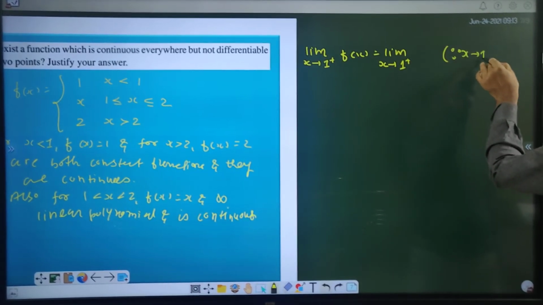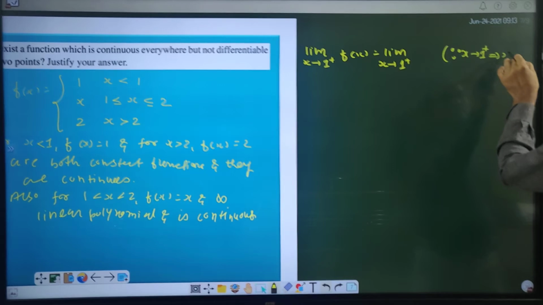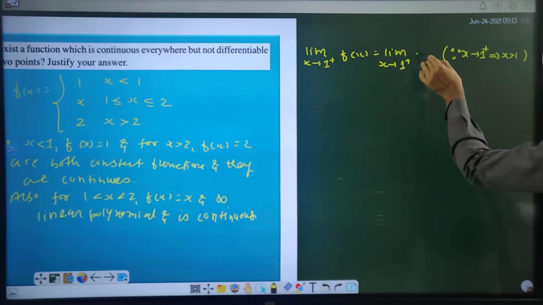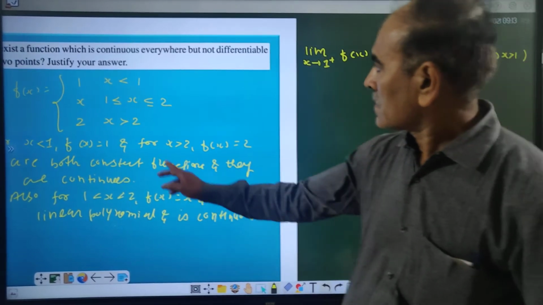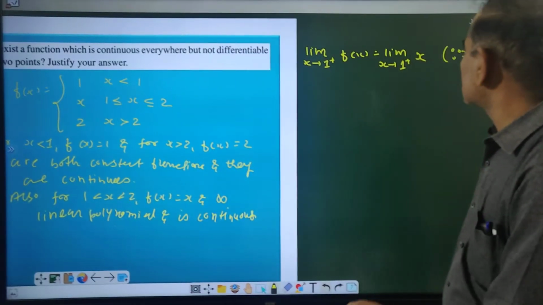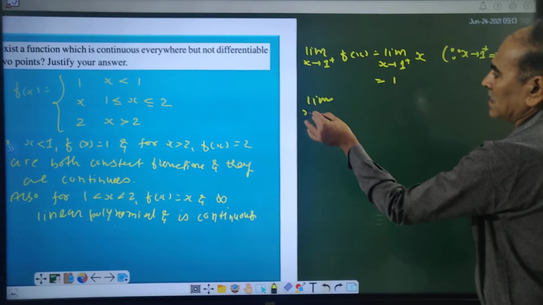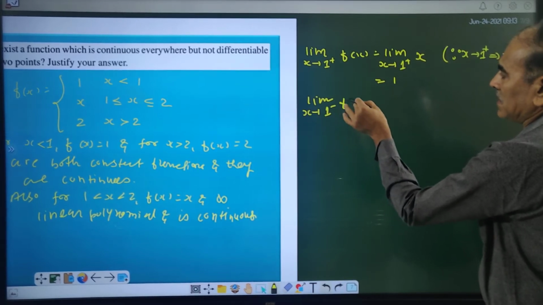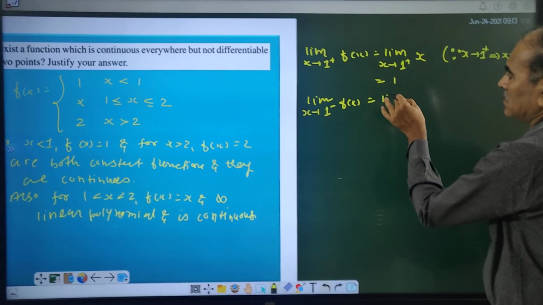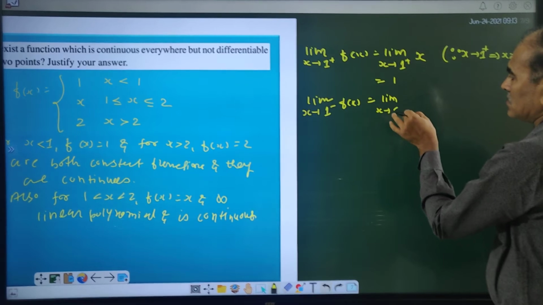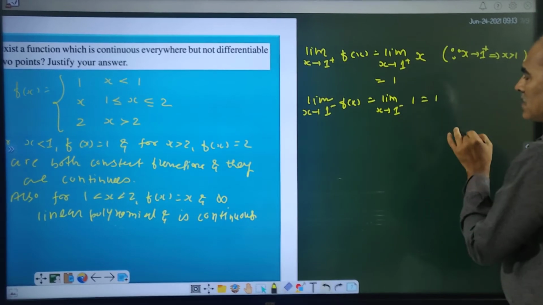Because x tends to 1 plus implies x greater than 1. Then it is x, see? x greater than 1, that is x, and that is 1. And limit x tends to 1 minus f(x) is equal to limit x tends to 1 minus 1, that is 1.